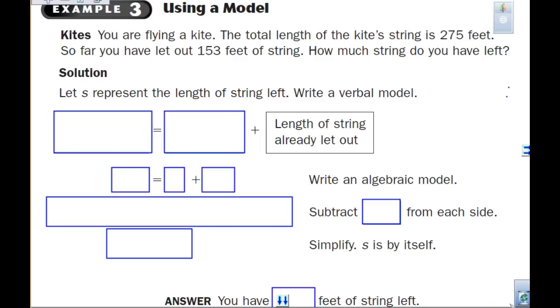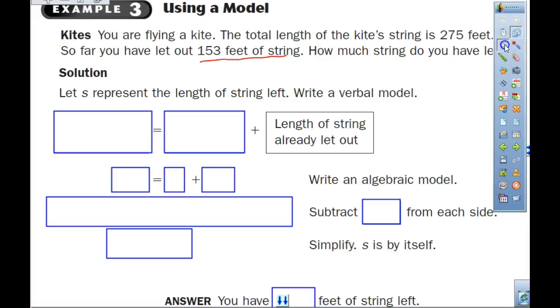Well, now I want to write these verbal models. So when I look at the verbal model of this one, you're going to be asked to do this on the quiz. That was one of the questions in your homework: write a verbal model. That means just write it out in words. You are flying a kite. The total length of the kite string is 275 feet. So far, you've let out 153 feet of string. How much string do you have left?